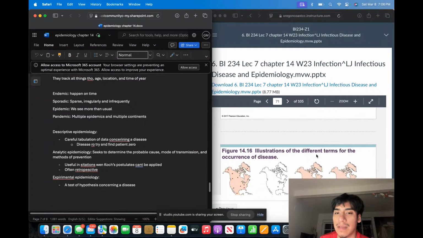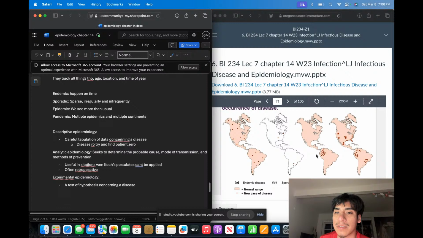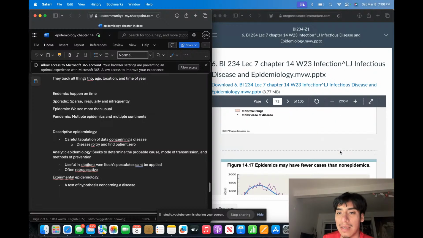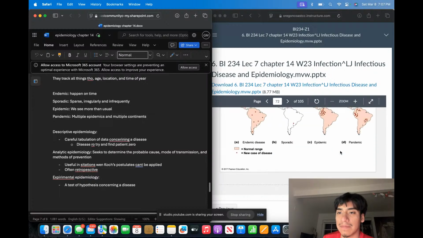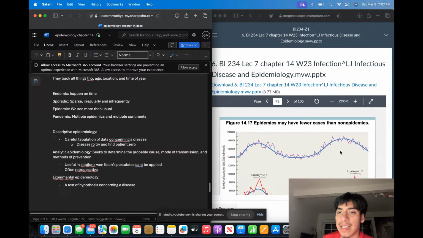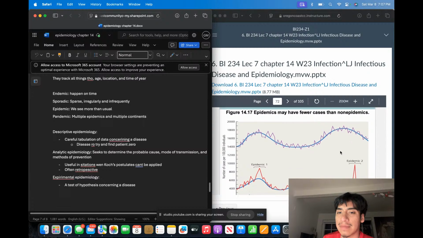So there are illustrations to see the different types. With endemic, we see a normal range. People are getting sick, there's common colds out here. Sporadic is like things are just popping up. Epidemic is like a very strong case, like the common cold got out of hand here, and pandemic would be across continents. Epidemics may have fewer cases than non-epidemics.